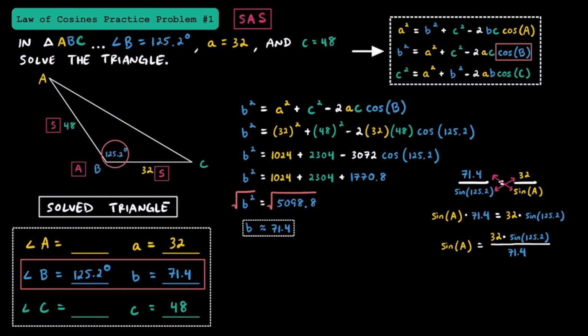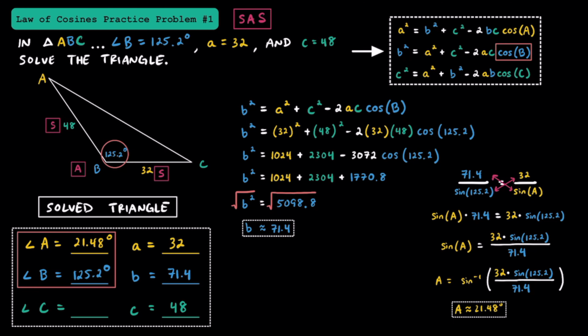To solve for angle A, we need to use the inverse sine function to get rid of the sine function, and we'll have A is equal to arc sine or inverse sine of the entire right side. And putting this into a calculator, we find that angle A is about 21.48 degrees, which we can write right over here. Now that we have these two angles of 21.48 and 125.2, we can add them together to get 146.68. And subtracting that from 180 degrees, we find out that angle C is equal to 33.32 degrees.